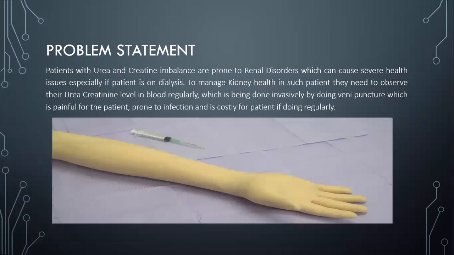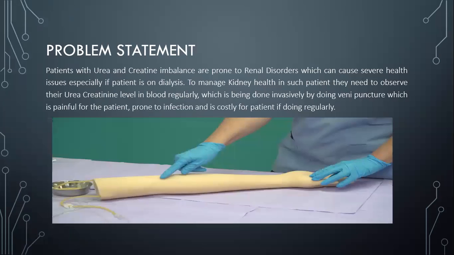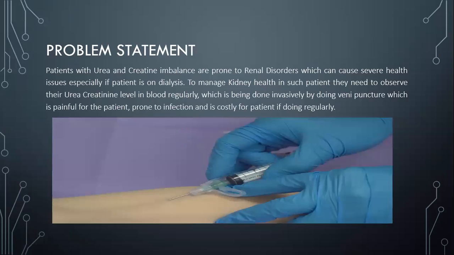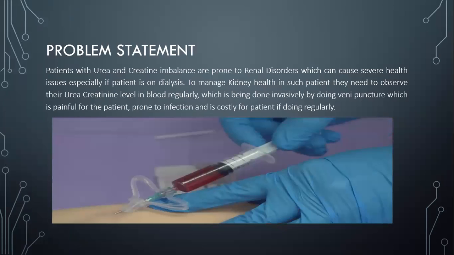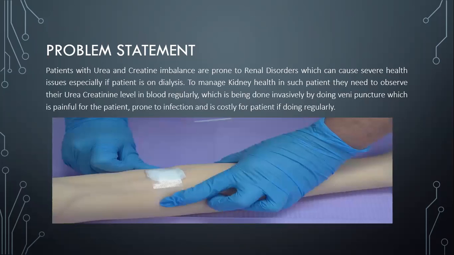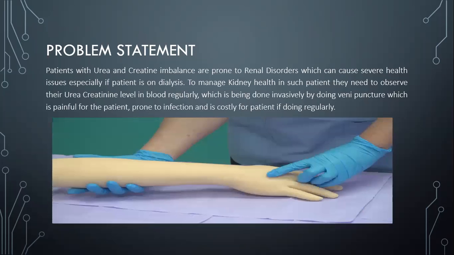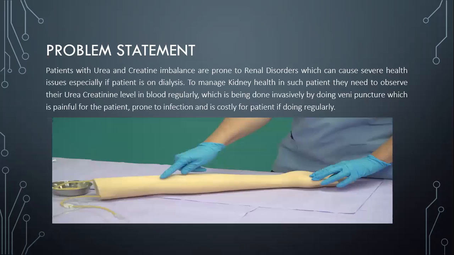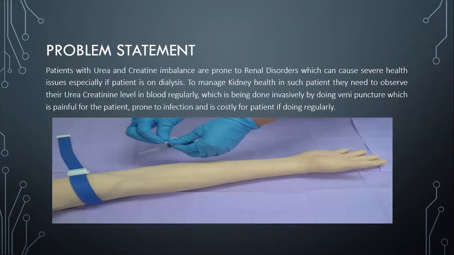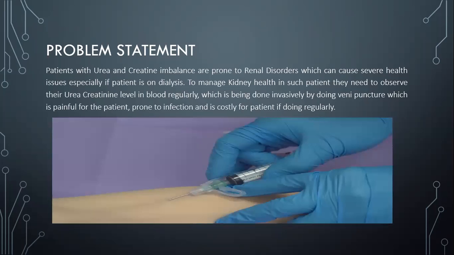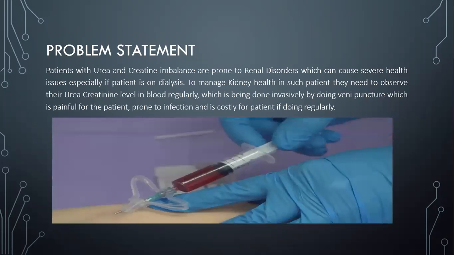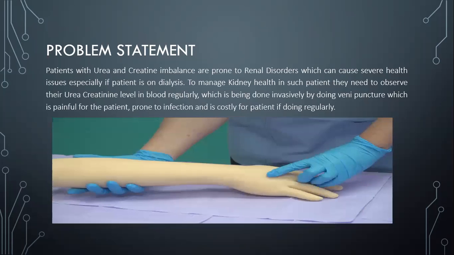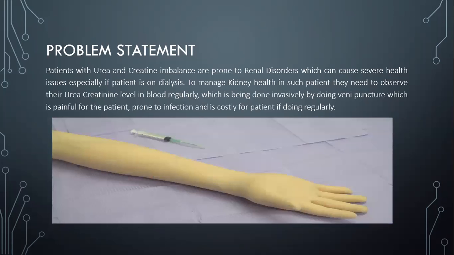Our problem statement is that patients with urea and creatinine imbalance are prone to renal disorders, which can cause severe health issues, especially if the patient is on dialysis. To manage kidney health, they need to observe their urea and creatinine level in blood regularly, which is done invasively up till now by venipuncture. This is quite painful for the patient, they are prone to infections, and it is quite costly if done regularly. And you all would know that such patients need to do this regularly. They do not have any other choice.